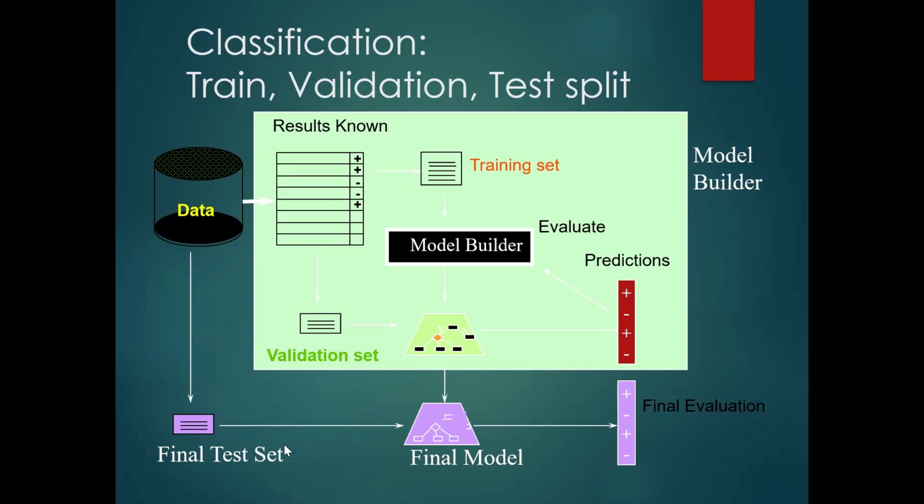So the idea is we can use training and validation. You build the model and use the validation data set to evaluate. But then if you want the final model, you can use both training and validation to build the final model. And then you can get the final evaluations.